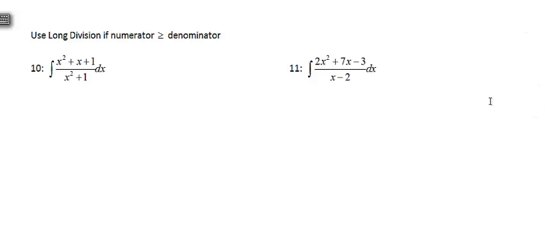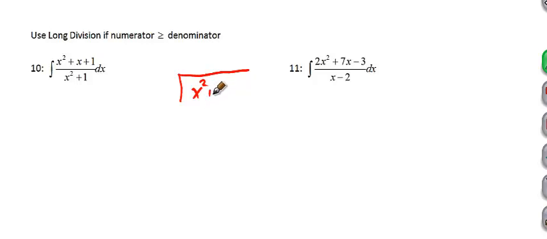Alright, last thing we're going to talk about, I'll show you one really quick, is anytime the numerator is bigger than the denominator, you're going to use long division. If you don't know long division too well, then you can watch a video I have on long division. But the top always goes inside, the bottom comes outside. And then you say, what do you multiply x squared by to get to x squared? That's 1.